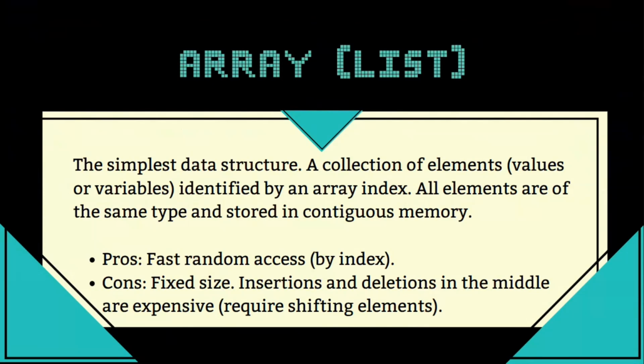Array, the simplest data structure, a collection of elements, values or variables identified by an array index. All elements are of the same type and stored in a contiguous memory. Pros: fast, random access. Cons: fixed size, insertion and deletions in the middle are expensive because it requires shifting elements.